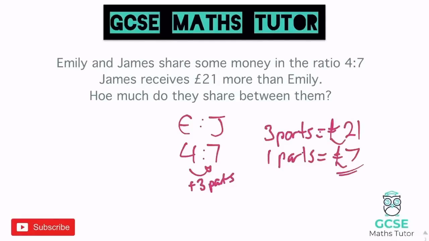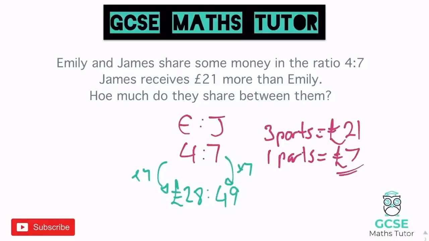And from there we can work out how much they both receive. If it was 4 to 7, and each part is now worth £7, well, 4 times 7 gives us £28 for Emily, and 7 times 7 gives us £49 for James. So Emily receives 28 and James receives 49.